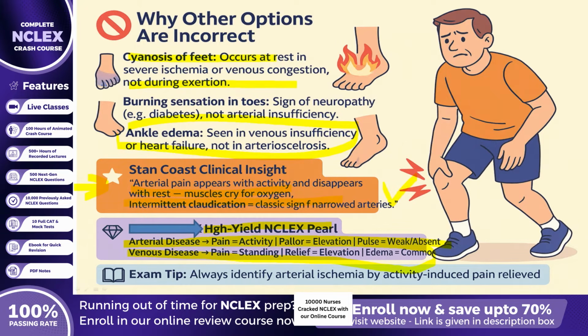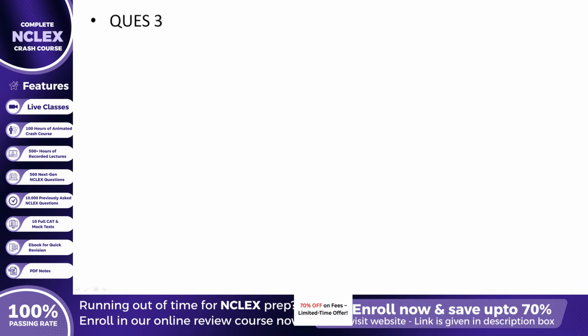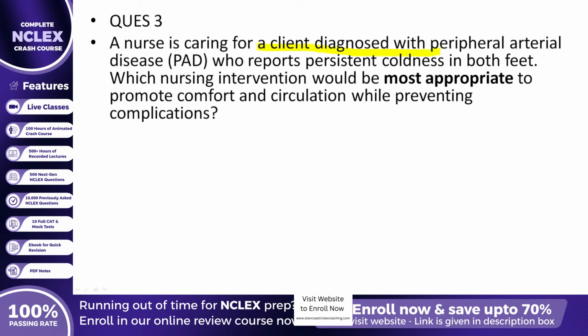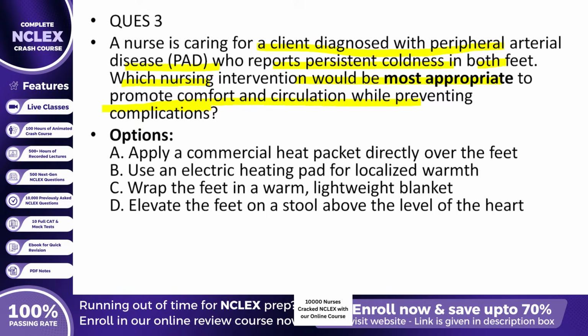Moving into another critical clinical scenario, imagine a nurse caring for a client diagnosed with peripheral arterial disease who reports persistent coldness in both feet. The nurse must determine which intervention will effectively promote comfort and circulation while preventing complications. The available options are A. Apply a commercial heat packet directly over the feet.